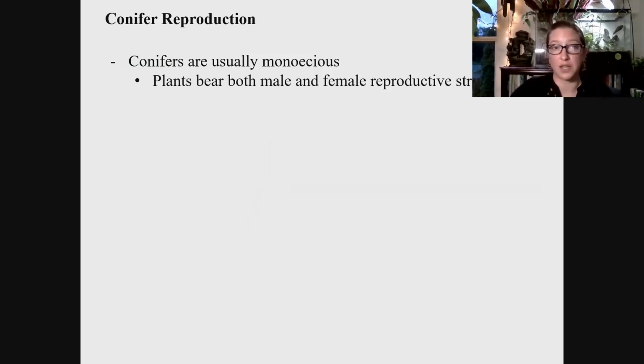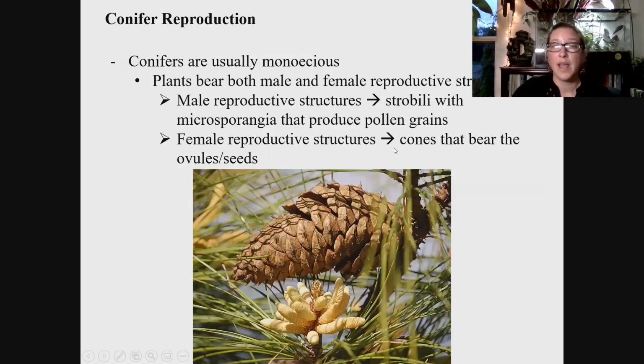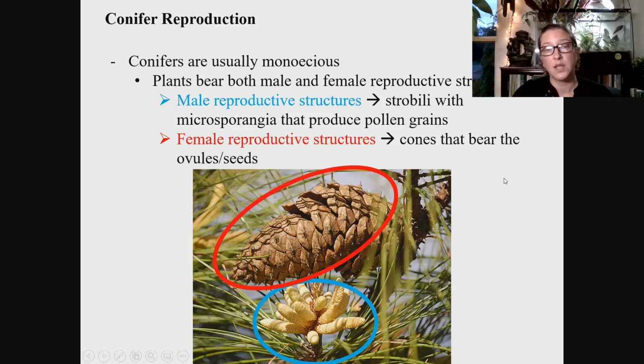Conifers are usually monoecious, such that one sporophyte plant will bear the male and female reproductive structures on it. In the case of conifers, the male reproductive structures are strobili, just like we saw in ginkgo and cycads, whereas the female reproductive structures are going to be on cones. So the ovules and then later the seeds will be on cones. Male reproductive structures are on the strobili shown on the bottom. Female reproductive structures are on the cones.